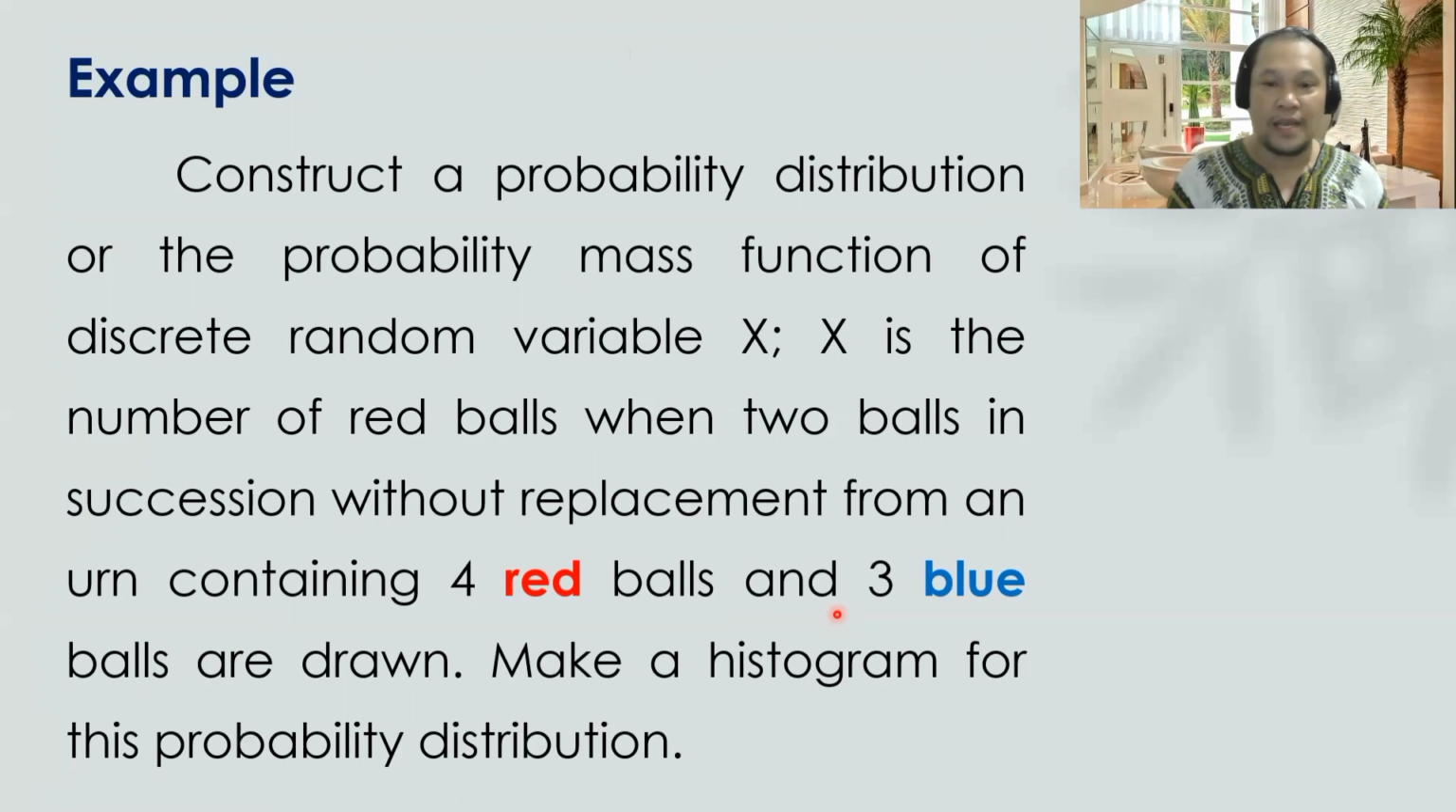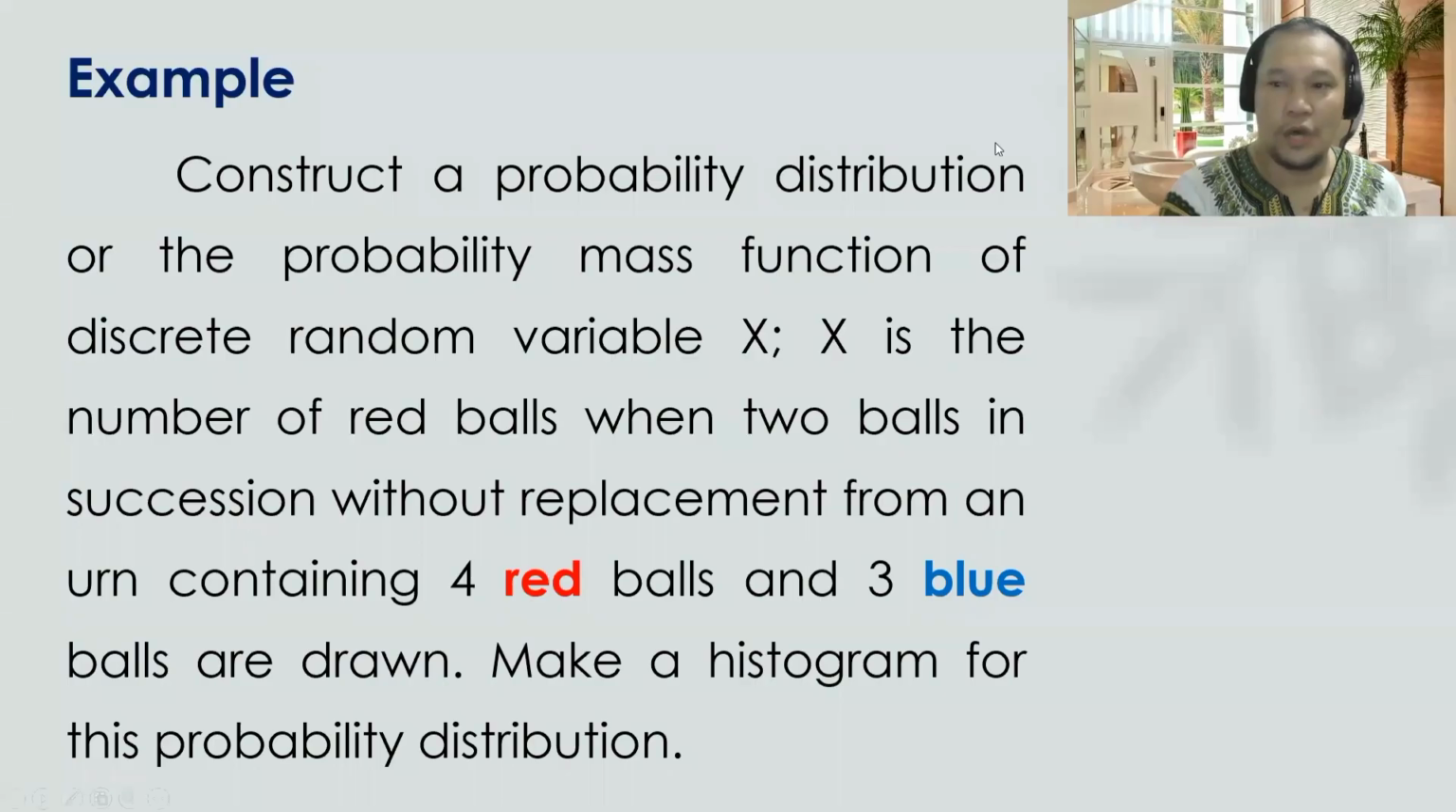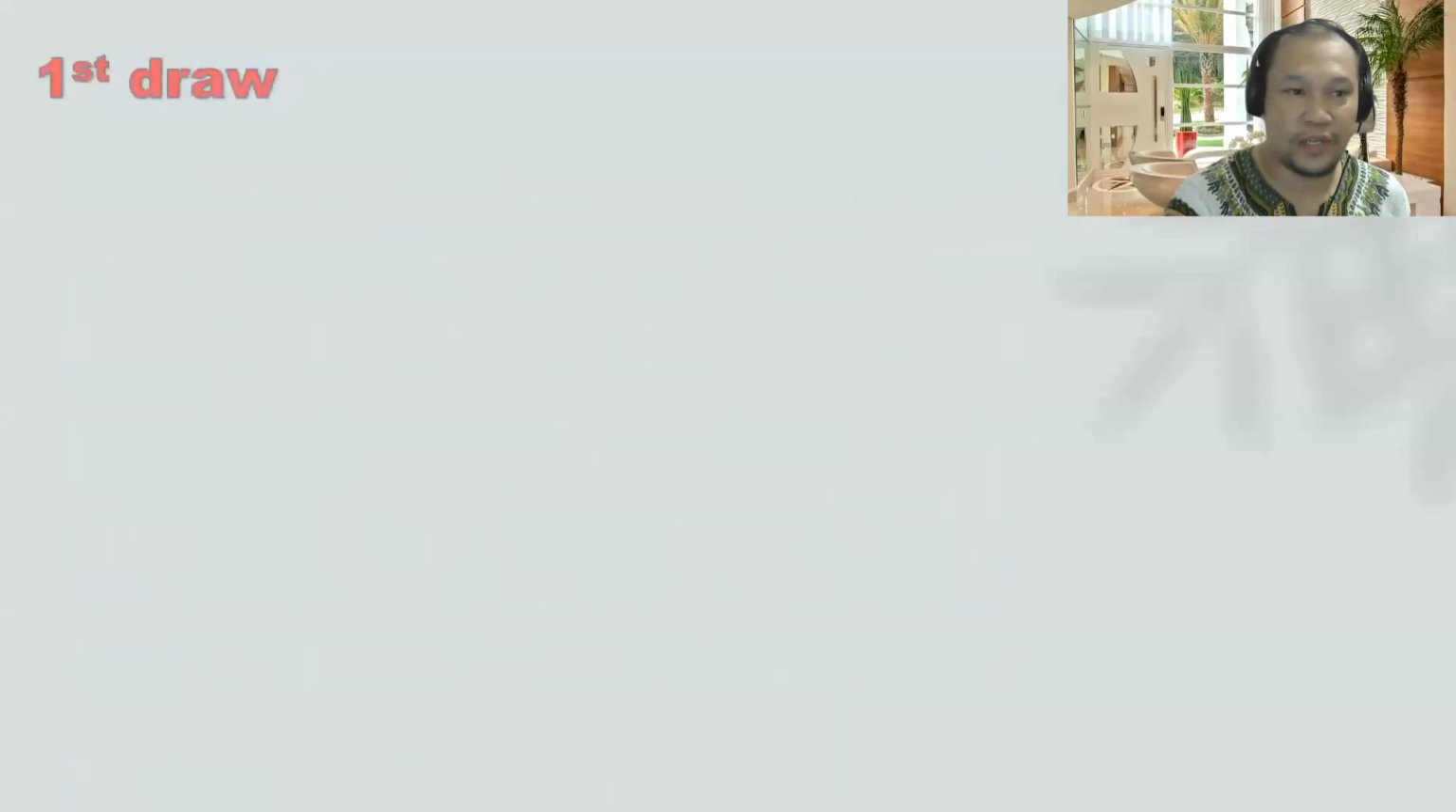Okay, now there are only two balls to be drawn from the given four red and three blue balls. We are asked to construct a probability distribution and to make a histogram for this probability distribution. Okay, to answer the problem that we have, let's go with our diagram.